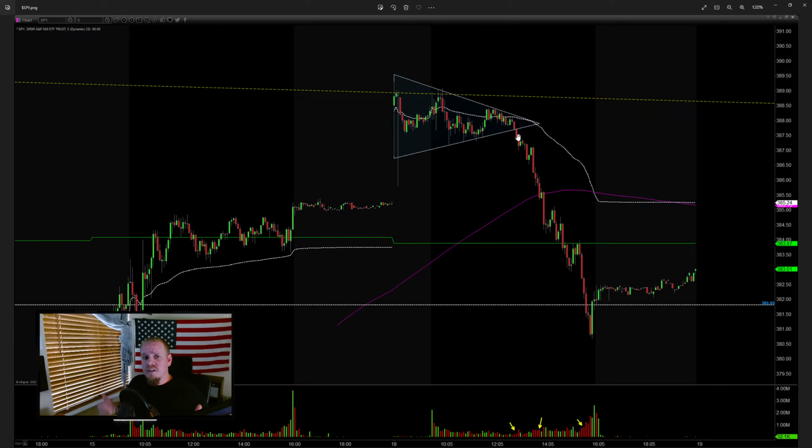You want the advanced decline line. You want the short-term VIX futures, the UVXY. You want the tick chart. All these things, you want them all going the same way. And that's the direction that you want to trade.